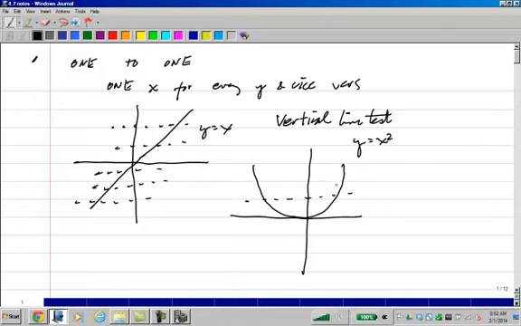Y equals x squared can have two x's for one y, right? So like, y can equal 1. Here, this could be -1 comma 1, and this could be 1 comma 1. All right, so for one y, you have two x's. So it's not 1 to 1.